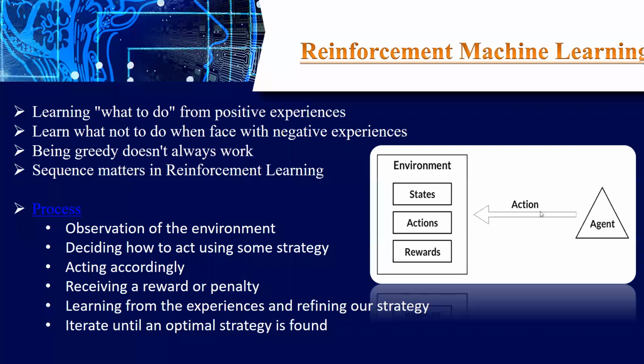Once we identify the action, we can directly perform that action, and accordingly we will get some reward. So we receive a reward or penalty from the environment to the agent. Once we have the reward or penalty, we can take the learning from the experiences and refine our strategy.